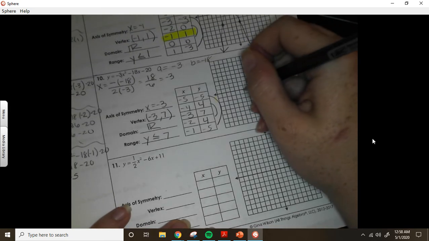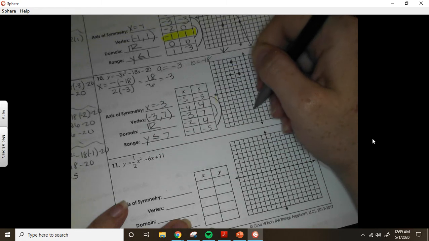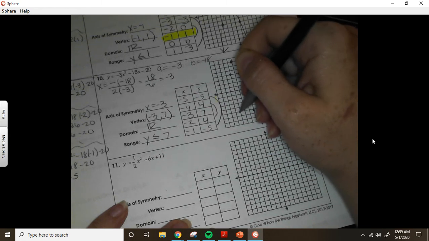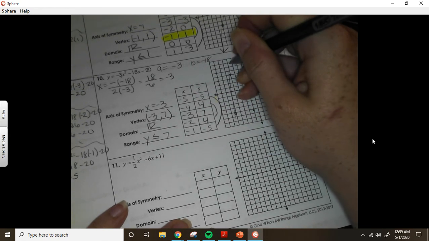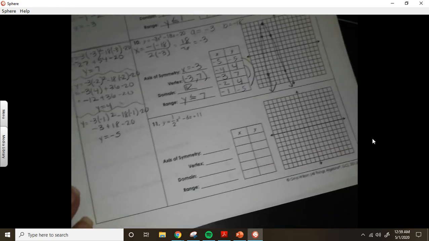This is opening down. Let's see if this works. So negative 3, 1, 2, 3, 1, 2, 3, 4, 5, 6, 7. Here's our vertex. It's negative 3, so negative 4 is 1 to the left. 7, 6, 5, 4. And then we're going to go negative 1, negative 5. It's a long one. There's your parabola.